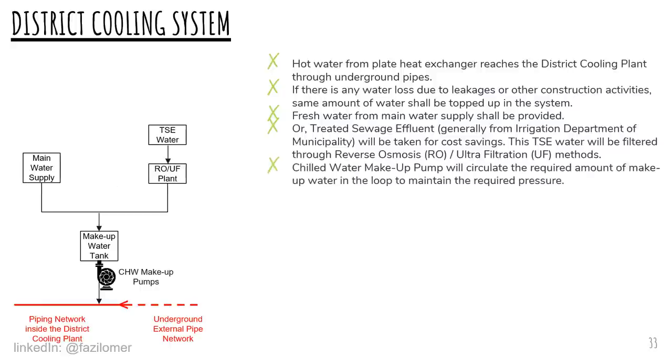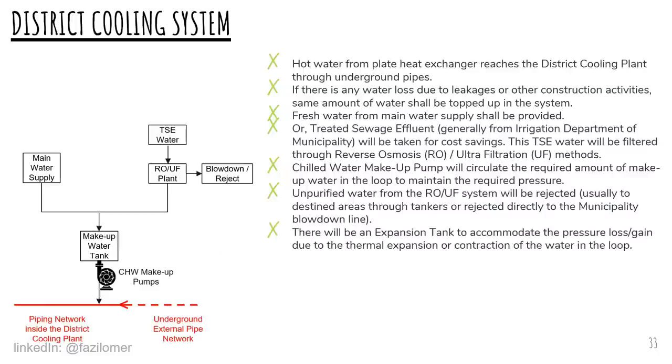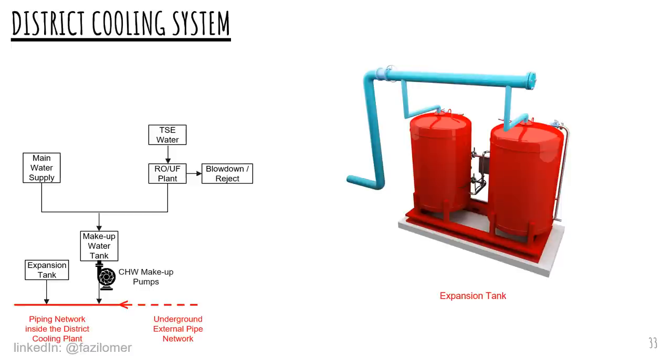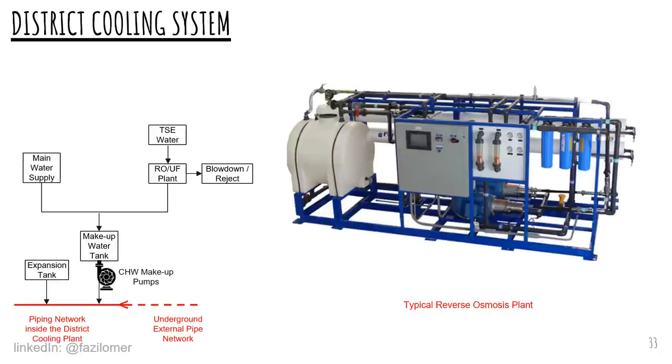The chilled water makeup pump will circulate the required amount of makeup water in the loop to maintain the required pressure. Unpurified water from the RO plant will be rejected, usually to destined areas through tankers, or rejected directly to the municipality blowdown line. There will be an expansion tank to accommodate the pressure loss or gain, which is due to the thermal expansion or contraction of the water in the loop. The picture below shows a type of expansion tank. A typical reverse osmosis unit.